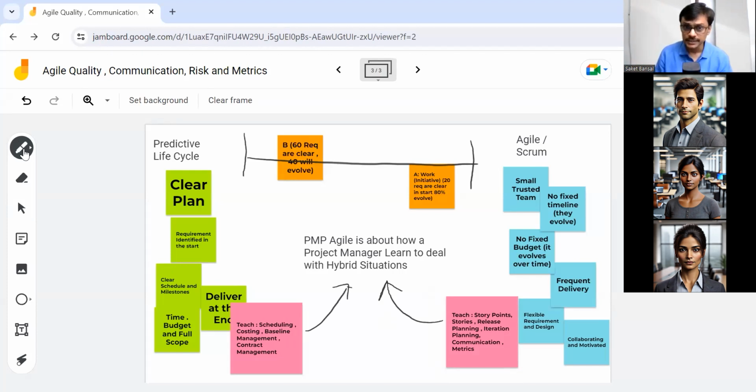Any question till here before I go further? Any comment, disagreement, anything? Good. Go ahead, Swati, you want to say something?